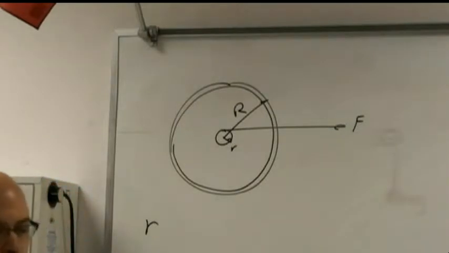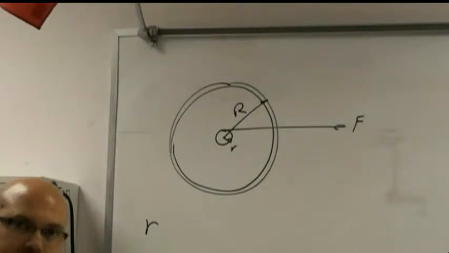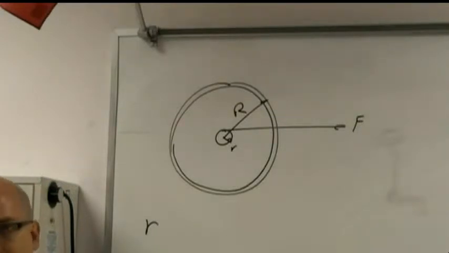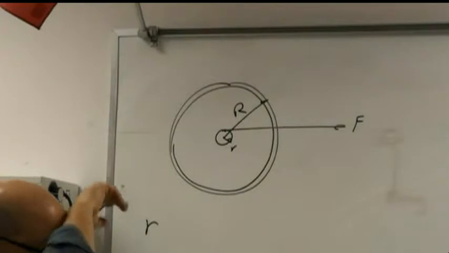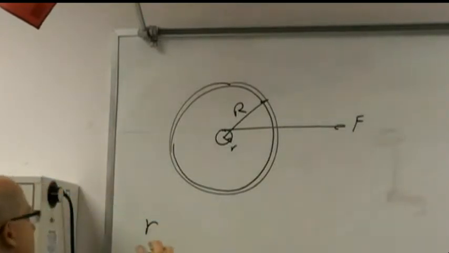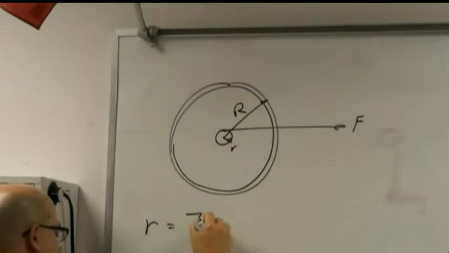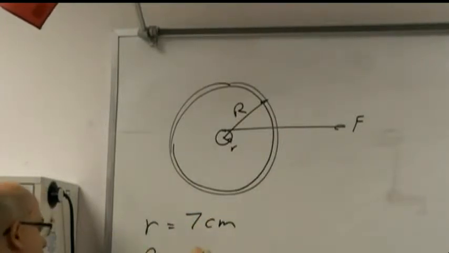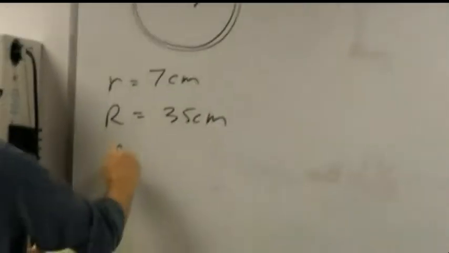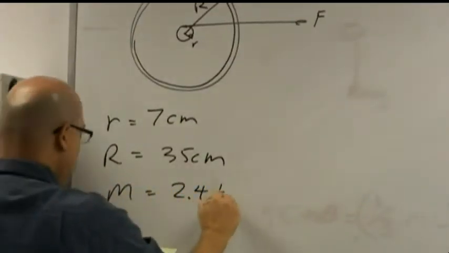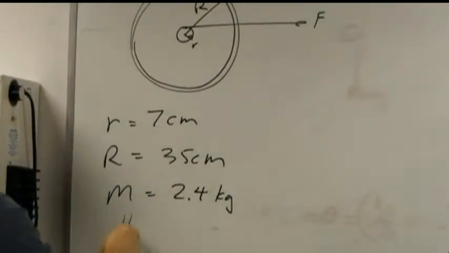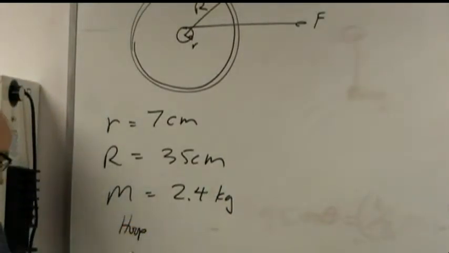Okay, this is like a bicycle wheel. All right? This is like a bicycle wheel. Okay, you know what a bicycle wheel looks like, right? With spokes and everything. Where's the vast majority of the mass? On the outside edge. So we're going to model this as a hoop or a ring. It's not really, but we're going to model it as such. Okay? All right, the inside radius is approximately 7 centimeters. The outside radius is about 35 centimeters. The mass of this bicycle wheel is about 2.4 kilograms. We're going to assume it to be a hoop. Our hoop is our assumption.